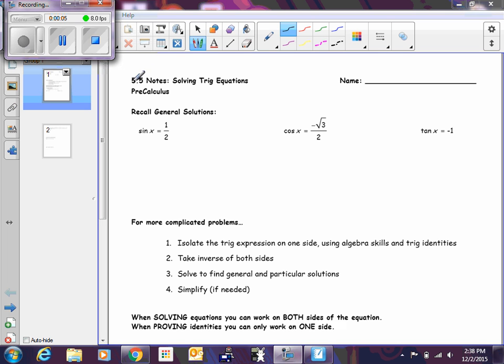So with 5.5, we need to do a little bit of reviewing before we get on with 5.5. It kind of connects something that we did a little bit ago with something new. So general solutions. Do y'all remember that phrase? Where we had like A was general solutions and B was particular solutions. It's going to come back to you here in a minute.